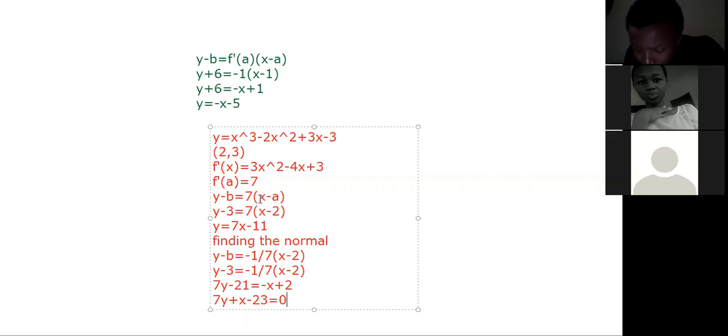So here we are finding the possible coordinates of P. It's a little bit different this time. So try your hands on it.